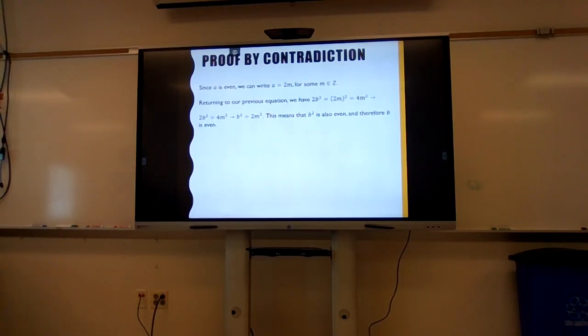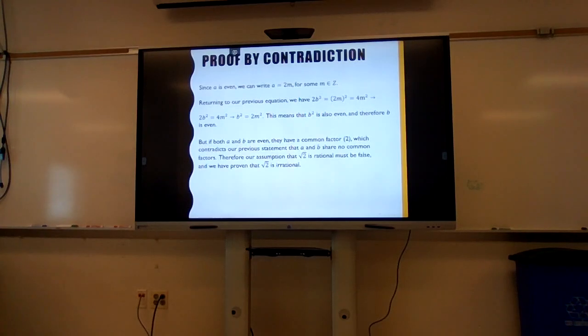We said they didn't have any common factors, so that contradicts something we already said. So that's the contradiction. If a and b are both even, they have a common factor, 2. That contradicts the statement we made before that a over b was the simplified version of the fraction, so they can't have any common factors. So now we have that a and b don't have any common factors, and at the same time they share a common factor 2. That doesn't make sense. That's the contradiction.